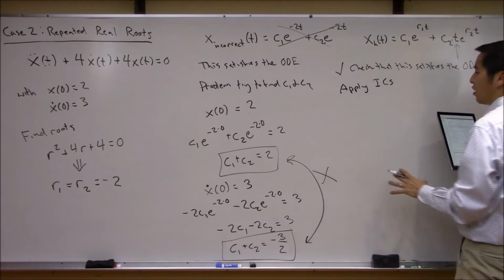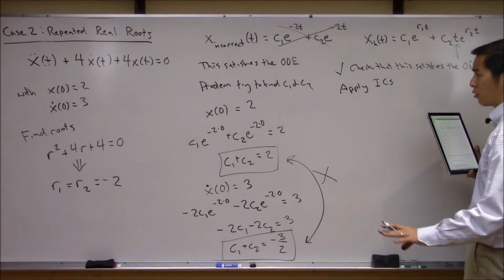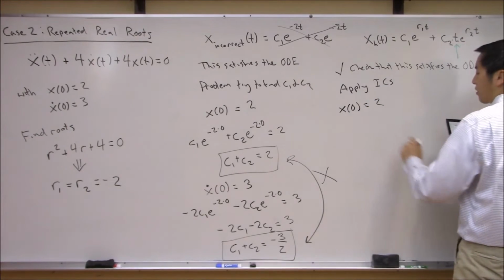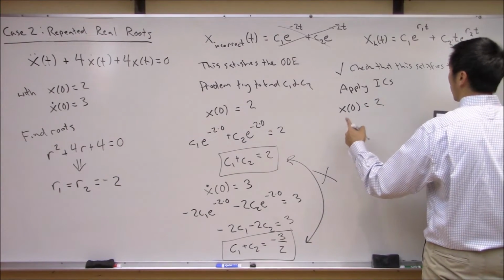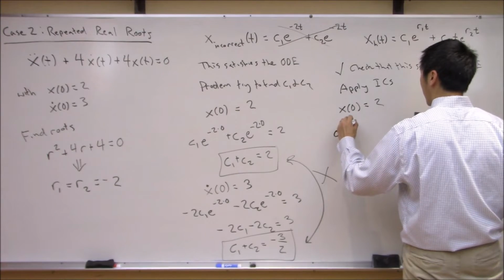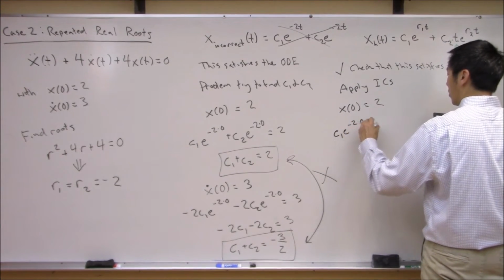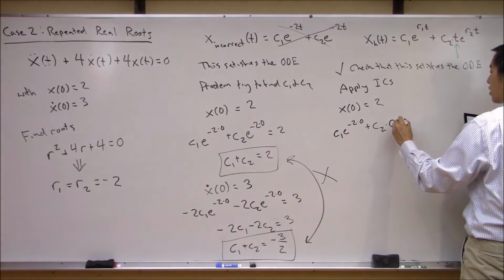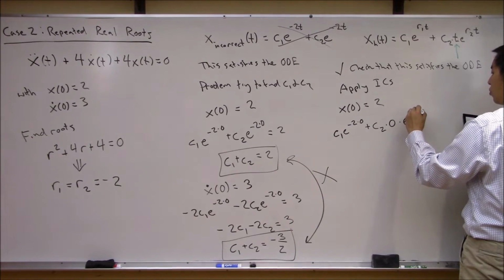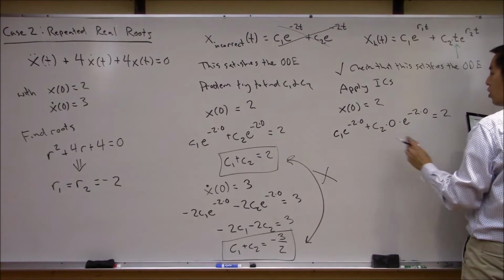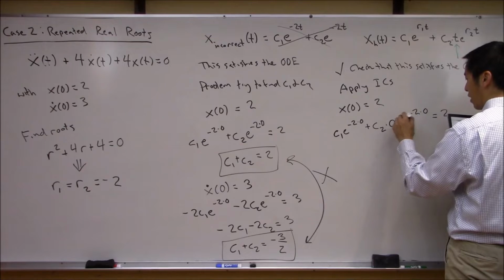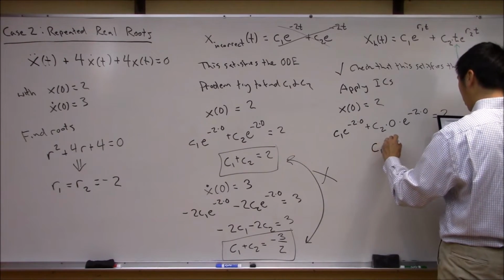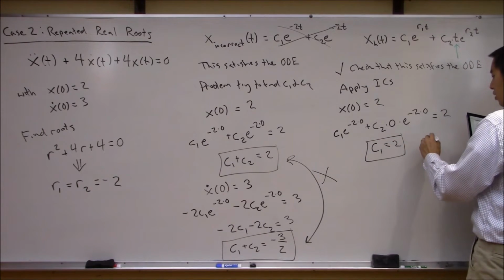Now let's apply the initial conditions. You've seen it multiple times now, so I'm going to go a little quickly. I need to make sure this is true: x at time 0 is 2. So this is c1 e to the negative 2 times 0 plus c2 times, here's where the t comes into play, 0 times e to the negative 2 times 0. This has got to equal 2. By the time you knock out all these zeros, you end up with c1 equals 2. Got one of the constants.